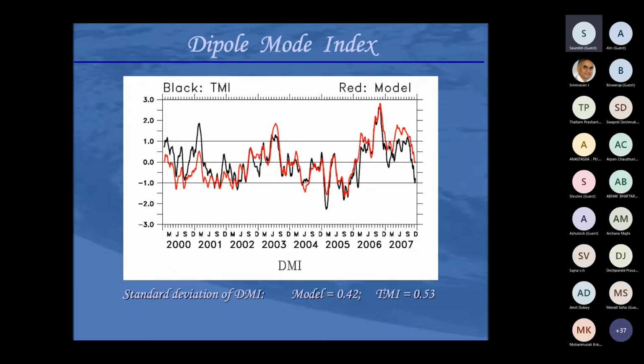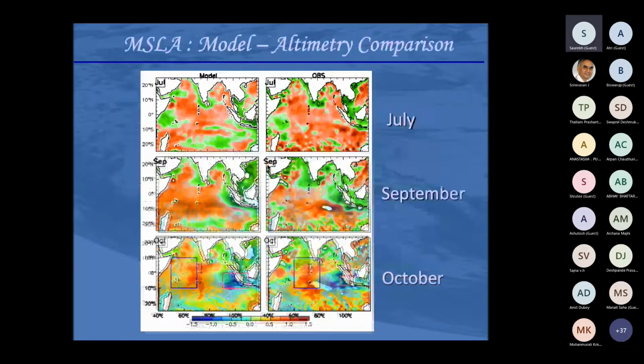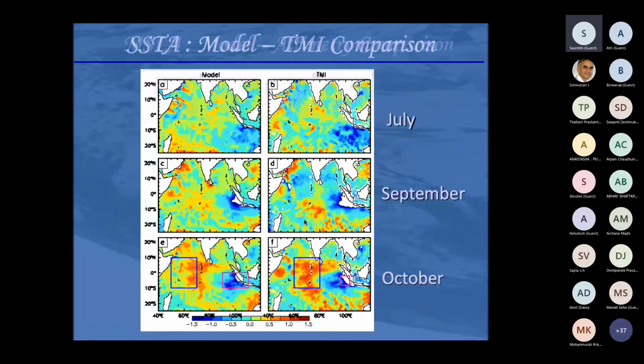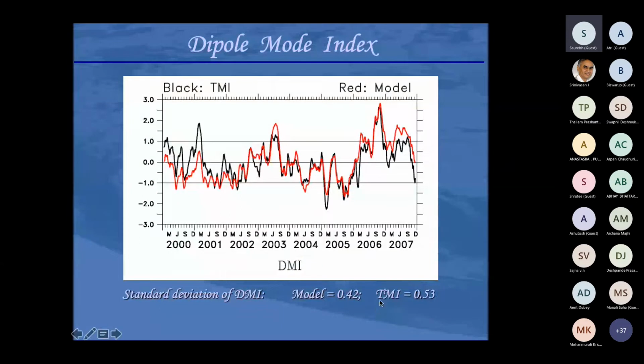Now this is the dipole mode index, and this is the difference. First, how we calculate the dipole mode index is we calculate the average anomalies between these two boxes, take the difference, and then normalize by the standard deviation. The standard deviation in the model is 0.42, and in the observations it's about 0.53.